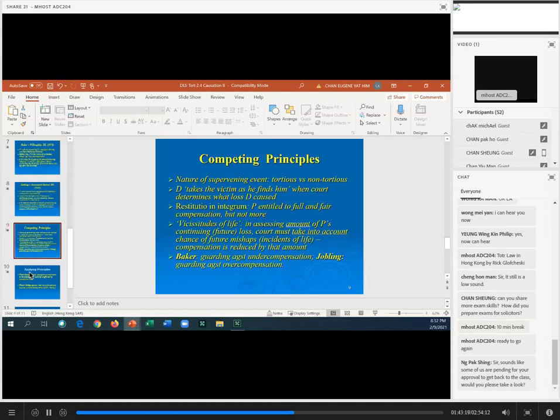And the court has to take into account what might happen in the future. There may be mishaps or accidents, the so-called vicissitudes of life. Life has its ups and its downs, okay? All right. And then the compensation has to be compensation. You can't be overcompensating the plaintiff, and you also can't be undercompensating them.